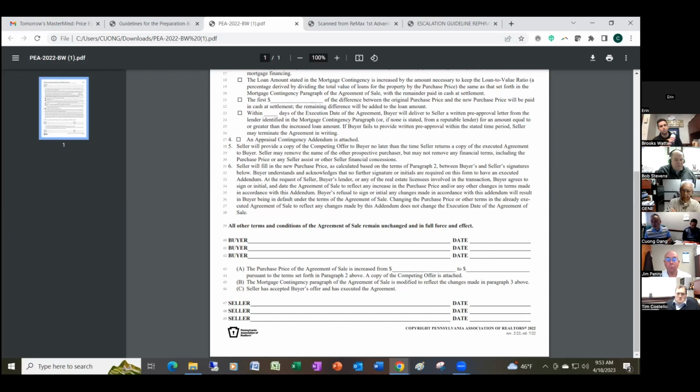Okay. That's an example of why that's there. And the seller signs and dates it, and we have an executed addendum. Any questions? Tom, I think you did a very, oh, go ahead, Tom.